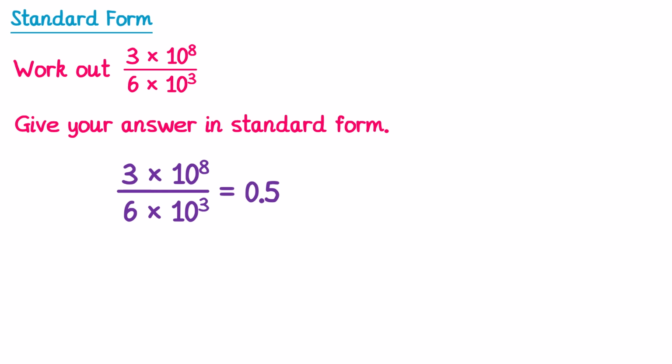Then we can divide these powers of 10. So we need to do 10 to the 8 divided by 10 to the 3. So we need to do 8 subtract 3, which is 5. So this is times 10 to the power 5.